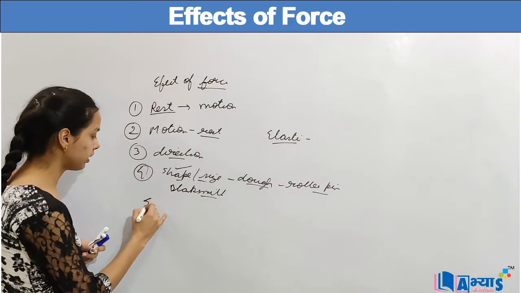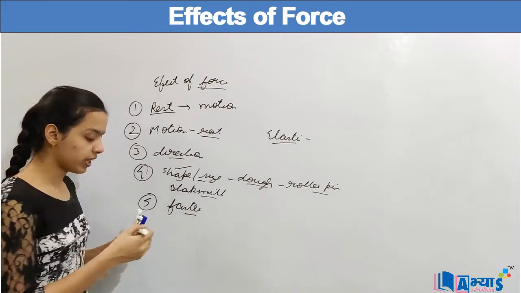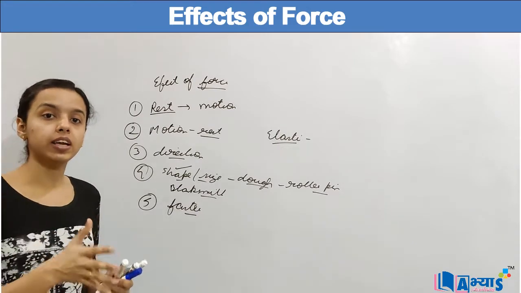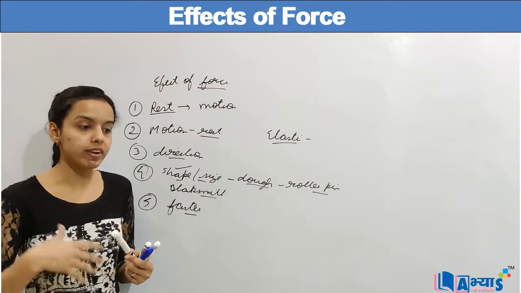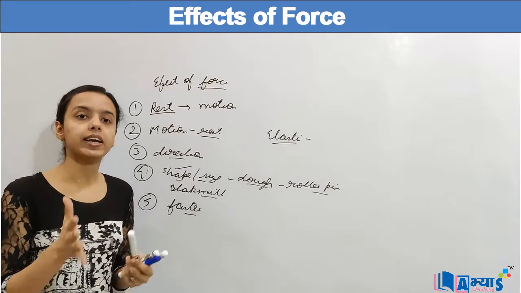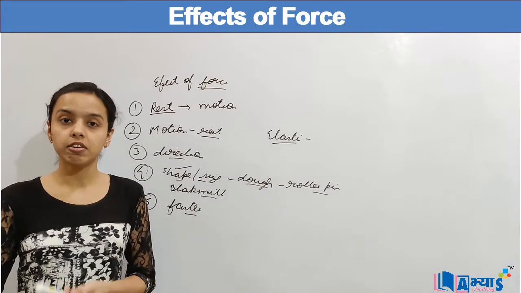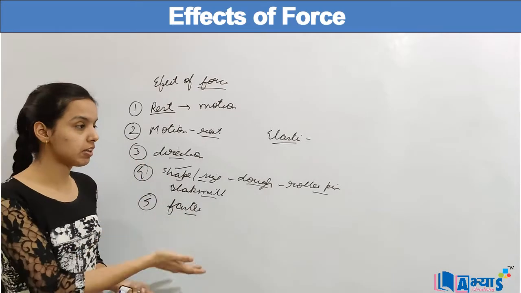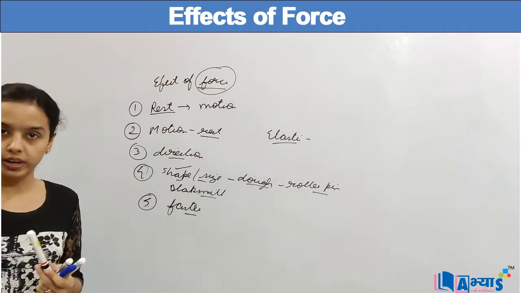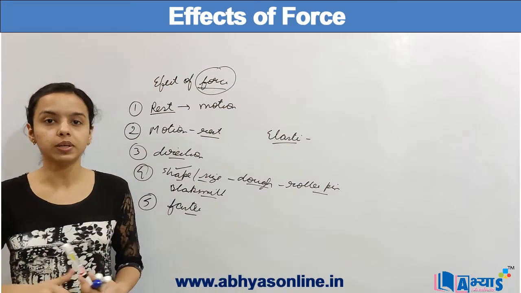But sometimes we can also apply force to make an object move faster. For example, if a person is cycling and wants to cycle fast, he will apply more force on the pedals, and ultimately it will speed up the cycle. So these were the effects of force. We cannot actually visualize the force, we can only see the effects of the force. This was everything about the effects of force.